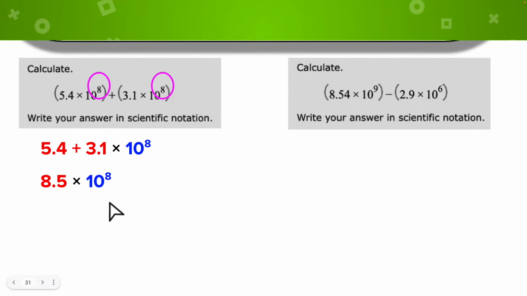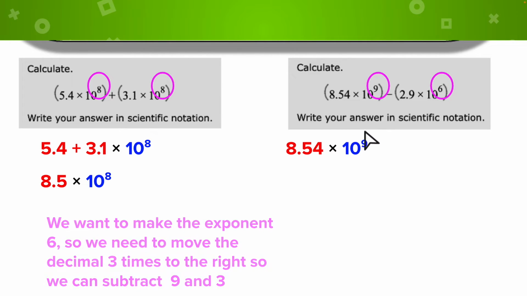Let's go ahead and practice this one. So we're subtracting this time. I do want to subtract the coefficients, but first I need to make sure that these exponents match. So I have 9 and 6. They don't match yet, so I'm going to take the 9 and bring it down to 6. To go from 9 to 6, I'm going to need to move that decimal place 3 times, and I'm bringing it down, so I'm going to move to the right so that we can subtract 9 and 3 to get to 6.